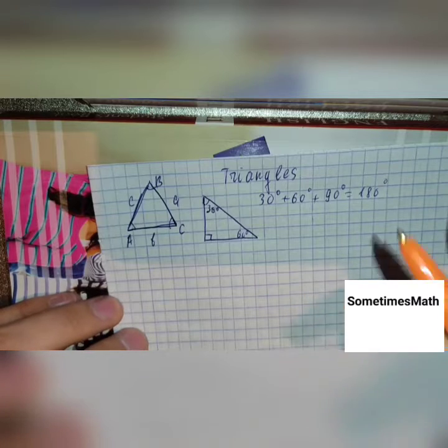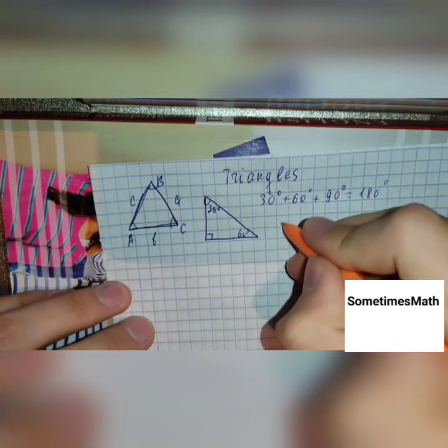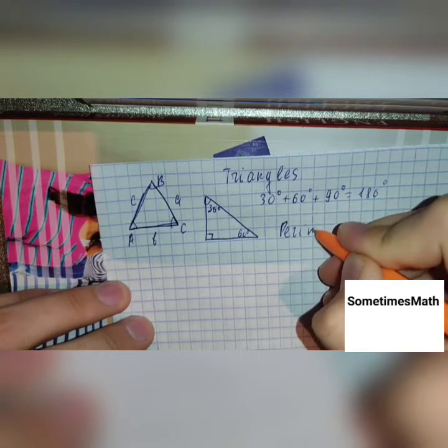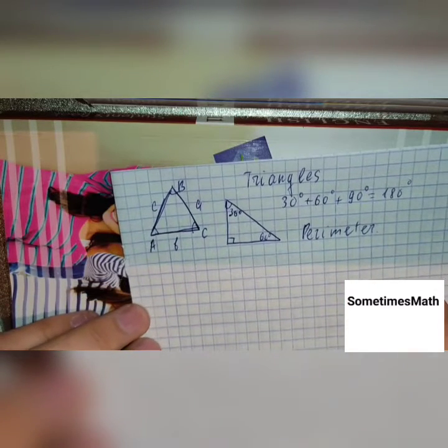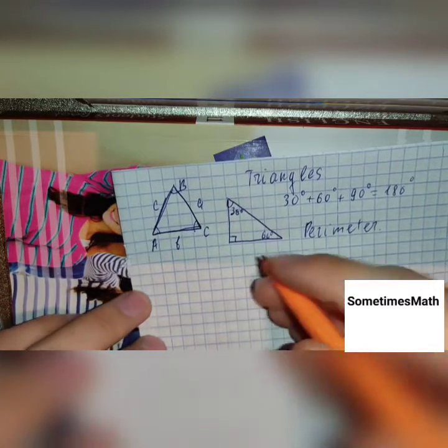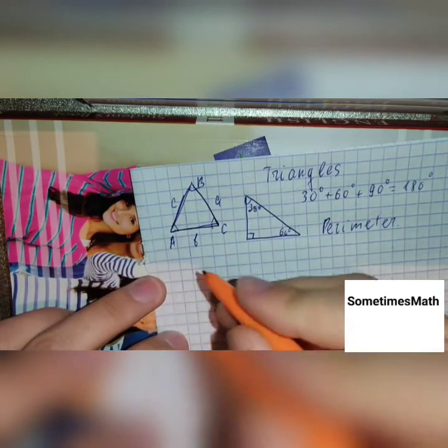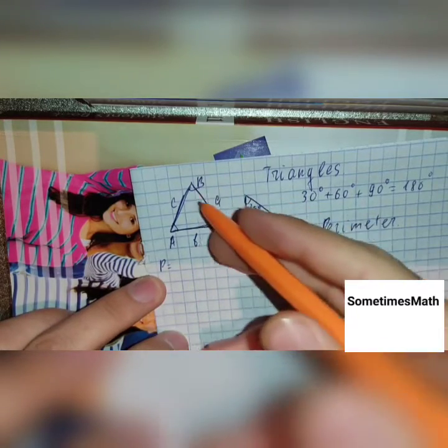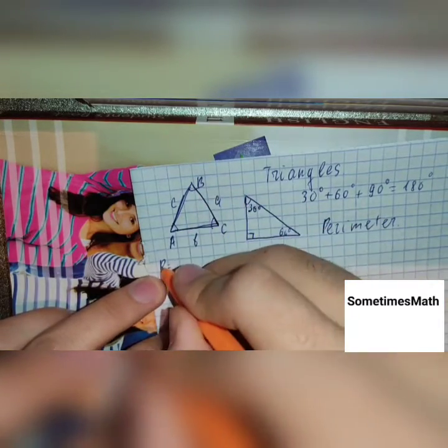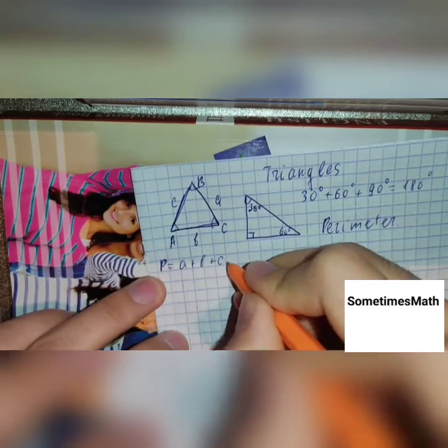The sum of the lengths of the three sides of a triangle is called its perimeter. For example, according to this triangle, perimeter is P and P is equal to A plus B plus C.